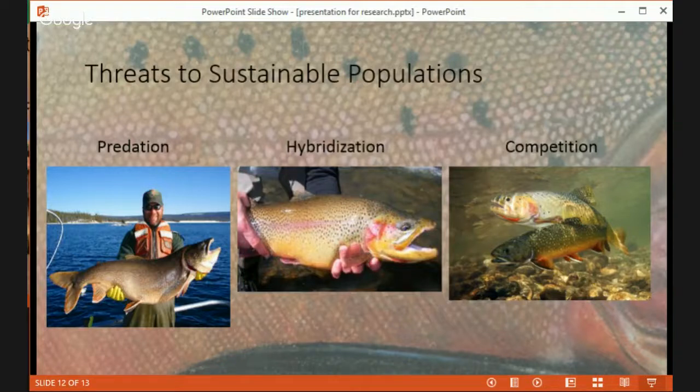So yeah, these are just several threats to sustainable populations. And that is what I learned about the emergence of Yellowstone cutthroat trout.